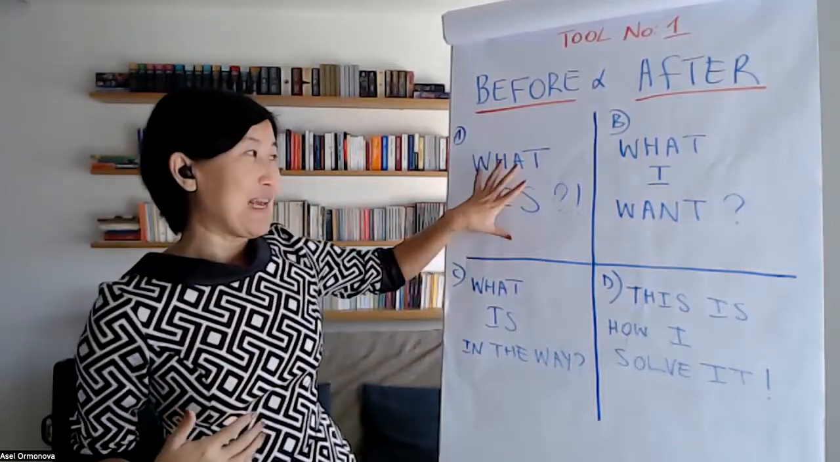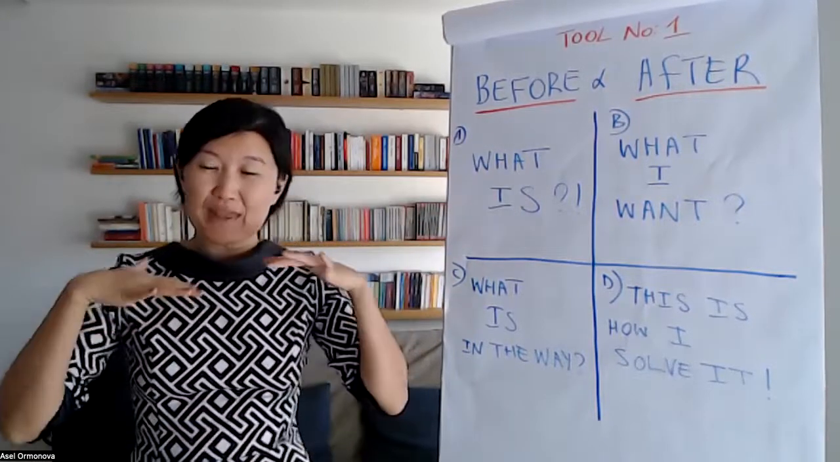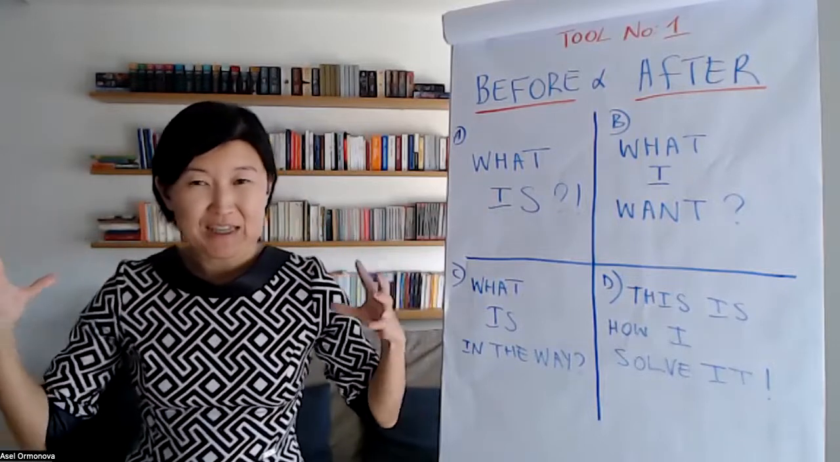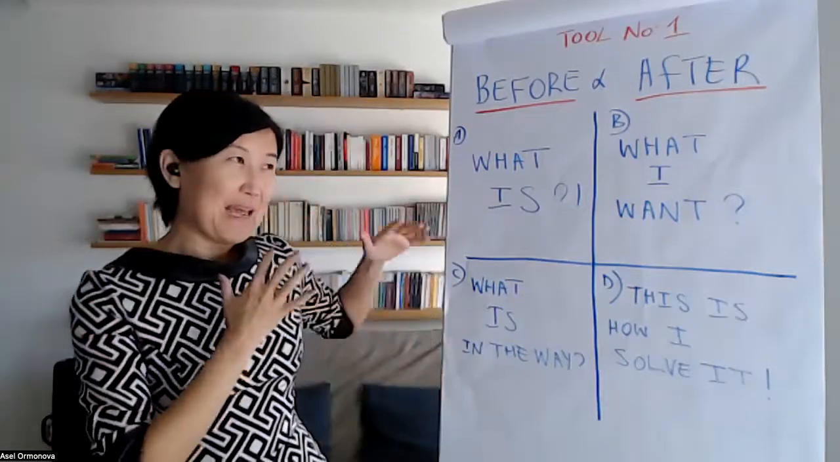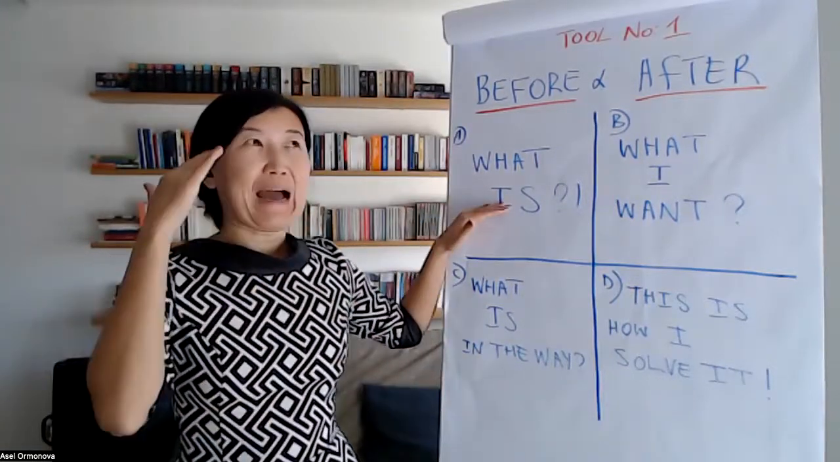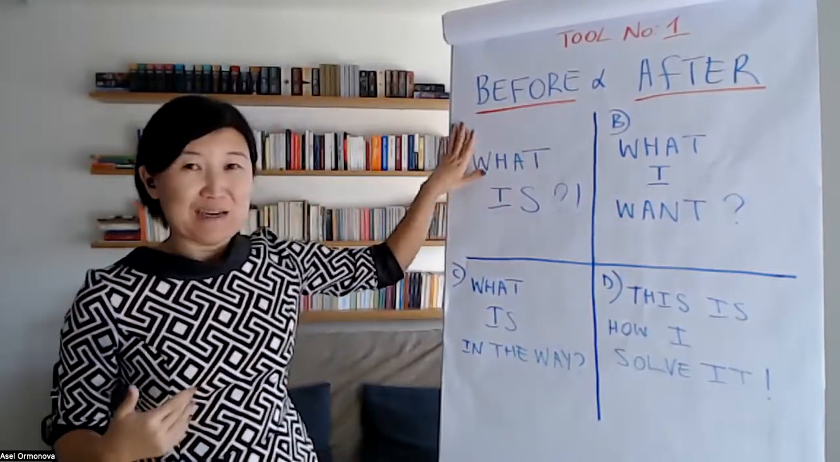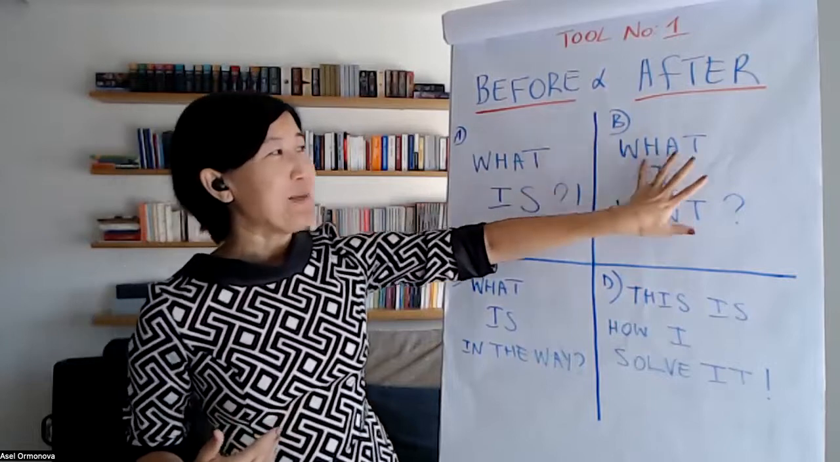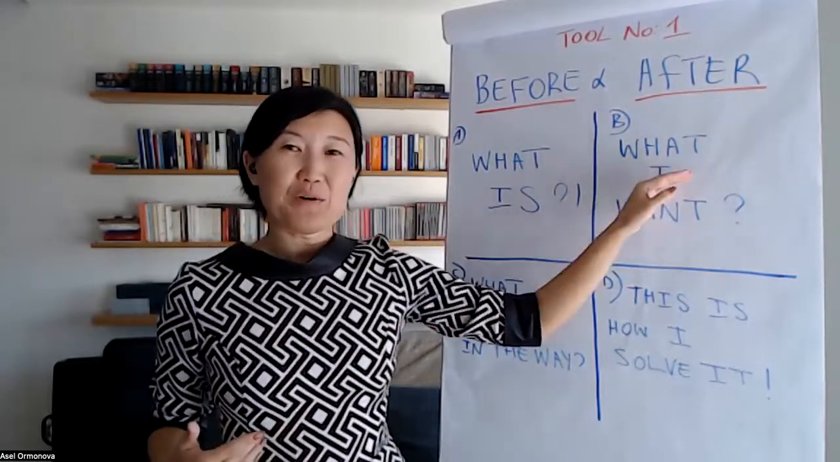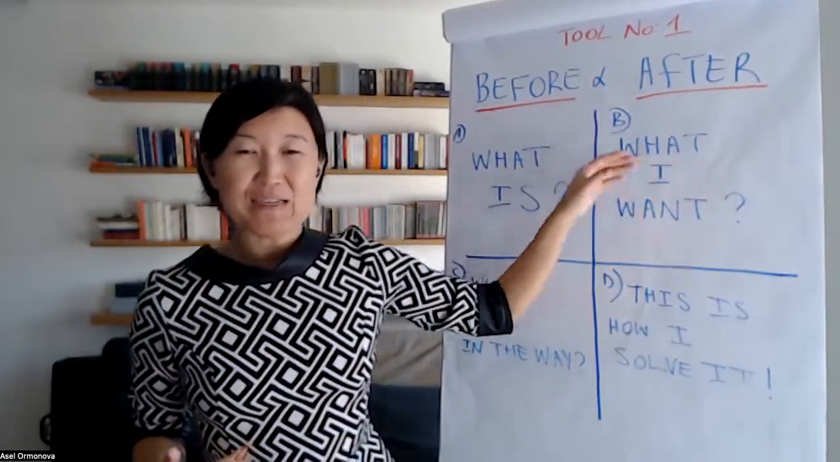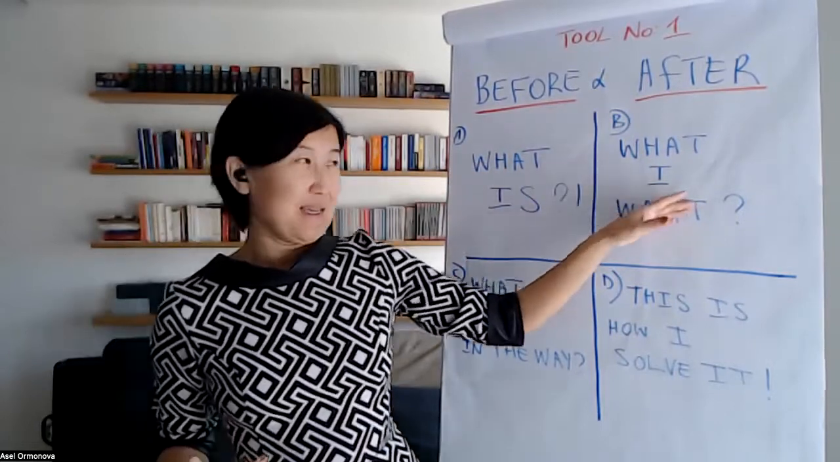So this is what is. Without judgment, without wishing things to be different, just put anything that comes in terms of how we see things now. This is where we put it, in the A line. In the B is what it is that we're wanting and desiring, right? So we're going from A to B.